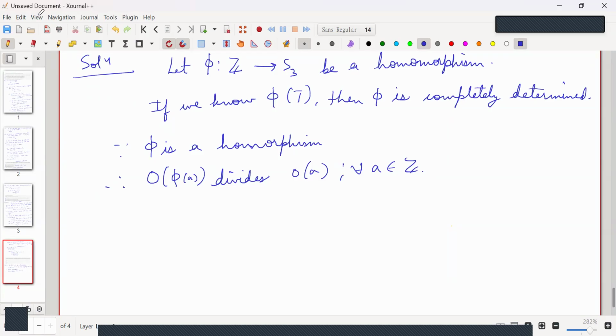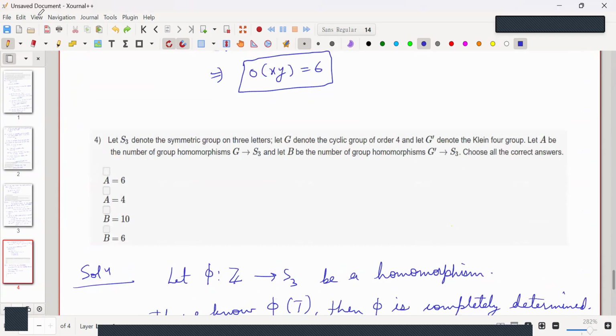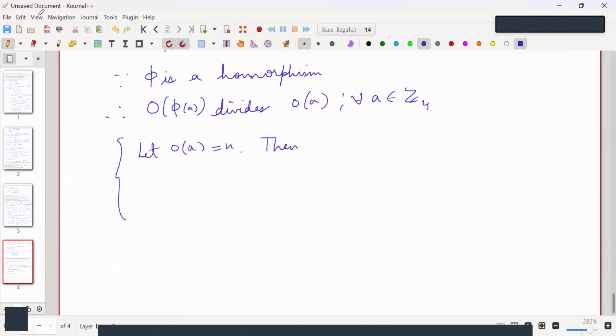So let me just recall the proof. So let the order of a be n. Sir, but here if a belongs to Z, then the order of a would just be infinite, right? I'm confused about that. Here I am writing it, so it is Z4. Oh, okay, sir. But this holds for any group.